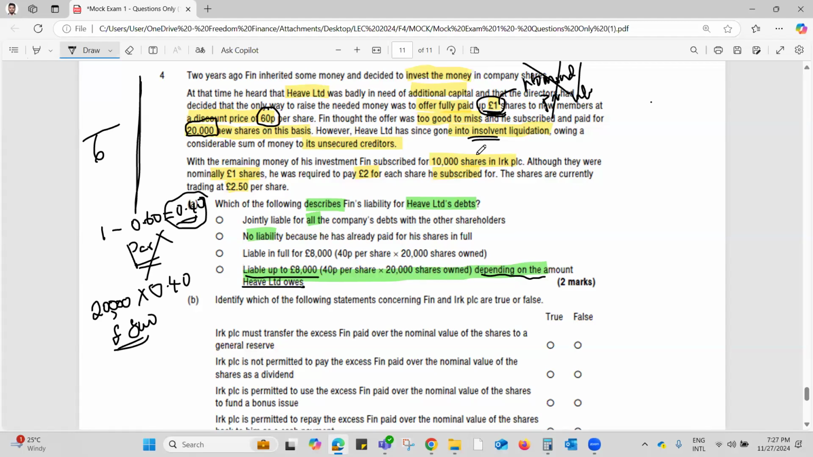So I'll ask you another question since it's shares. What are rights issues? We discussed these rights issues in our previous session. What are rights issues? Who can give me a definition for rights issues?